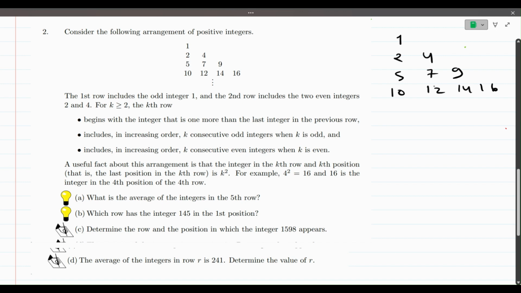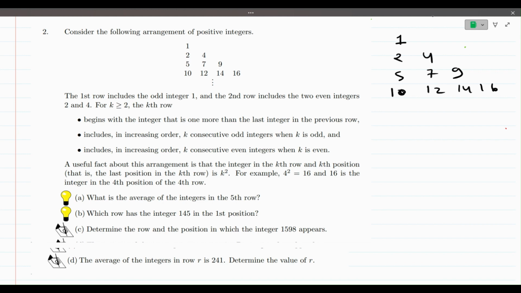If the row starts with an odd number, it has only odd numbers in the row. If the row starts with an even number, like the fourth row starts from 10, it will have all the next consecutive even numbers, 10, 12, 14, and 16. And all these are consecutive.